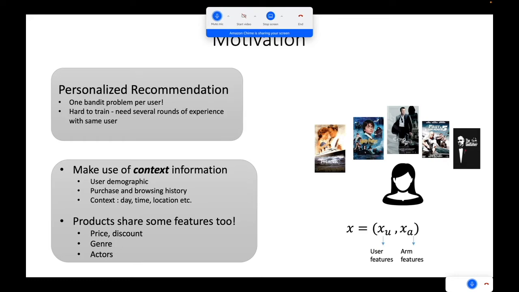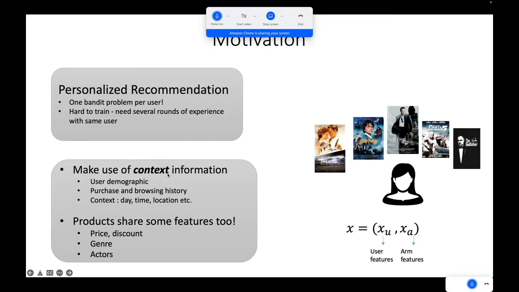The other reason is that it is also wasteful, because users may have a lot of similarity among themselves, based on their preferences and their history. Once we know about one user, we have sufficient information about users who are very similar to that user. So we don't really need to train independent models for them.